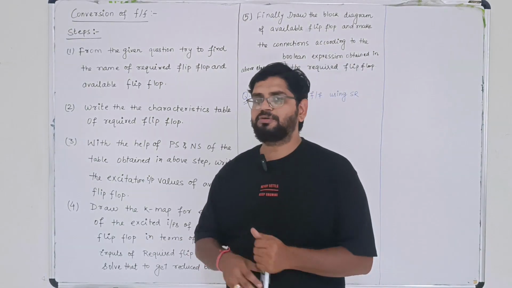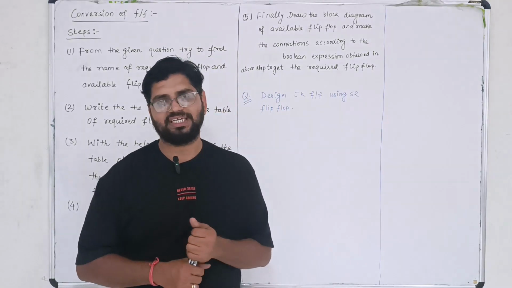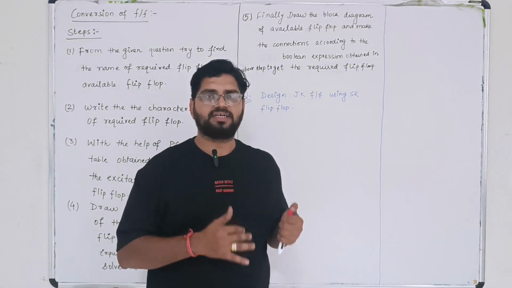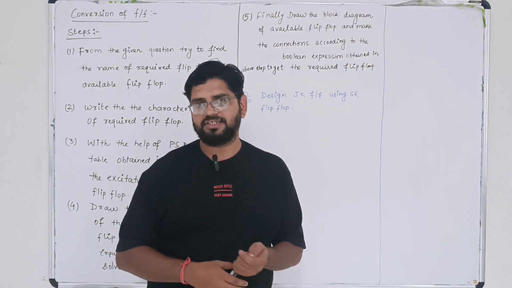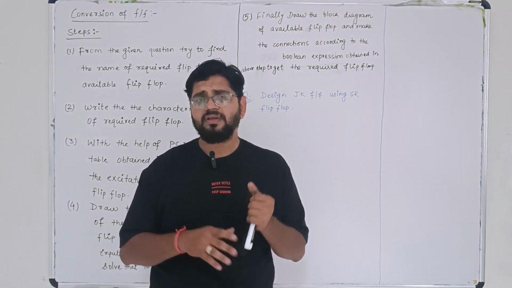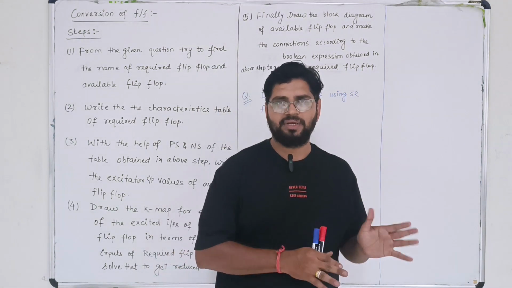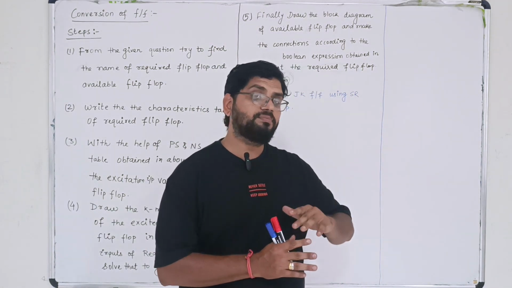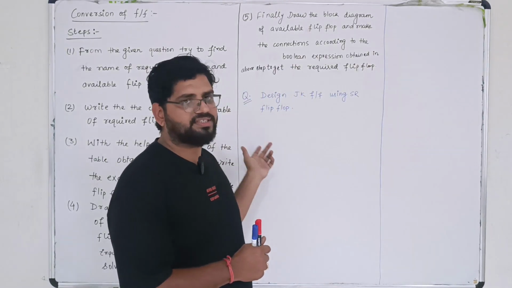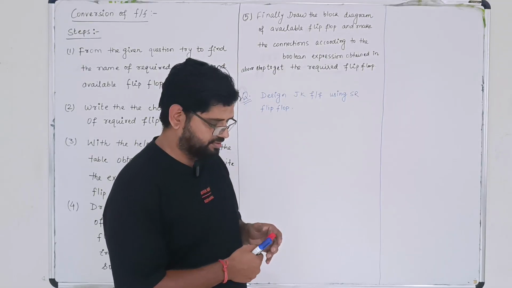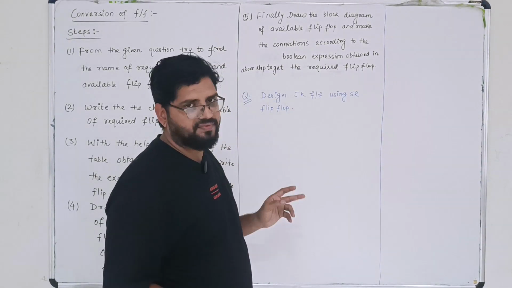Now, it might be a possibility, because I am telling it in terms of steps, that you might not be able to get what exactly sir is telling and what is being done. It is just verbal: available, required, characteristic, excitation. So all these things are becoming a bit complex. In order to resolve that, we'll try to solve a numerical or a question. If you are able to solve that question and learn from it, you will be able to understand what exactly is being written in the steps. So I have taken a question: design a JK flip-flop using an SR flip-flop.